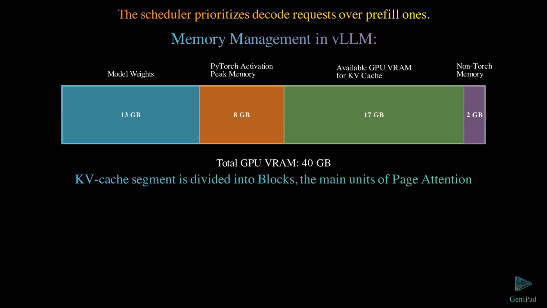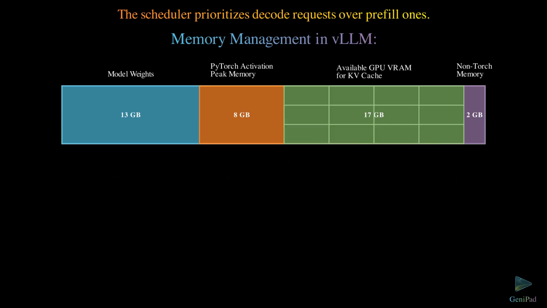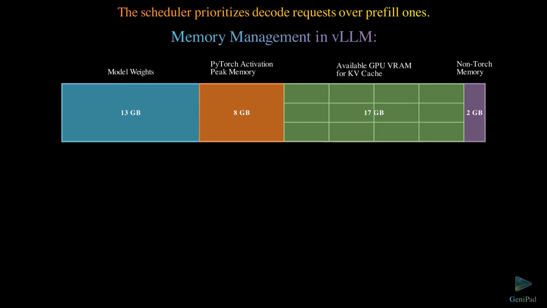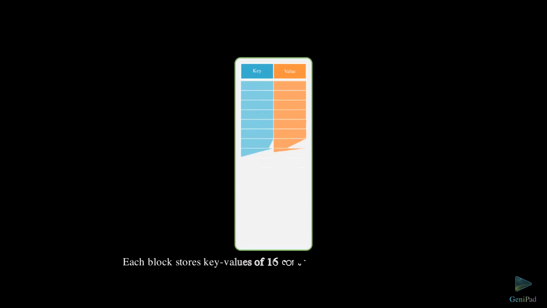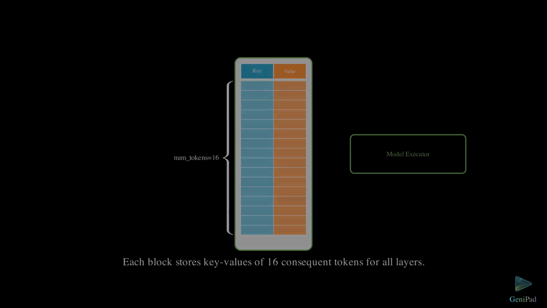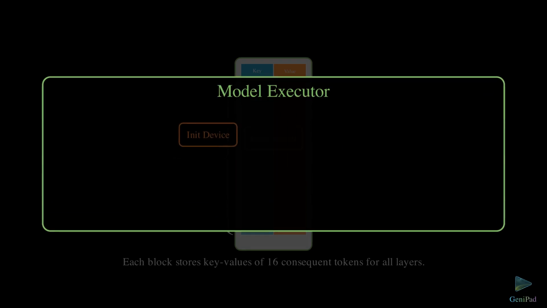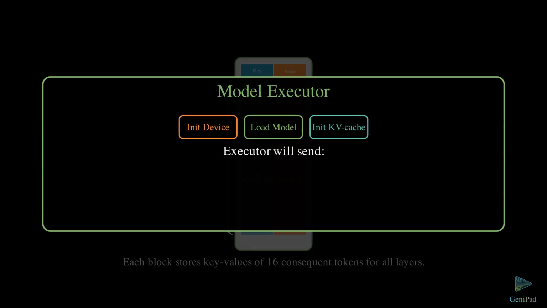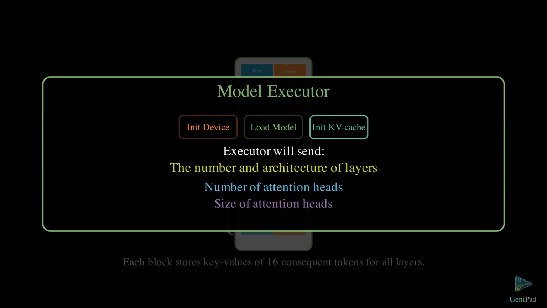The KV cache is organized into blocks, which serve as the main units used by paged attention. Block size is dynamically calculated based on each model's specifications. Let's take a look at how each block is allocated. By default, each block has space to store the key value of 16 tokens for all layers. To calculate each block size, the model executor gives us 3 key pieces of information: the number of transformer layers, the number of attention heads in each layer, and the size of each attention head.